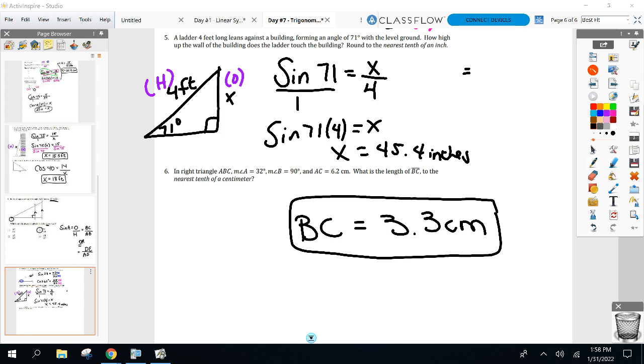Keep going here until you get BC equal to 3.3. Why are we using angle B as your 90 degrees? Can't have two 90-degree angles in a diagram, right? Can't have two 90s.